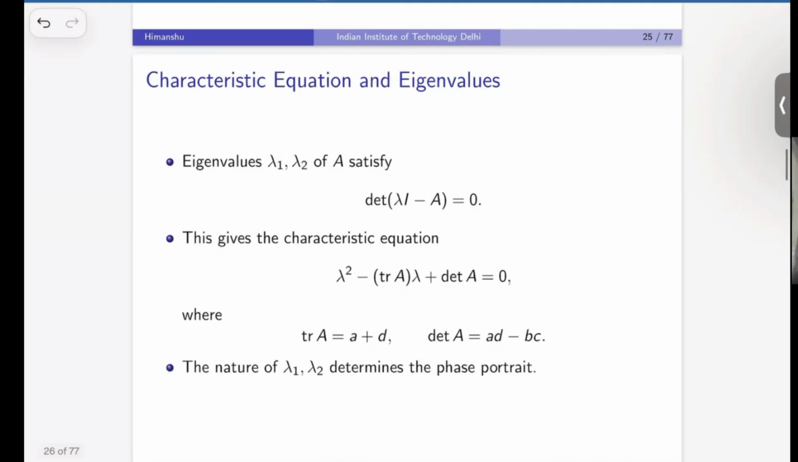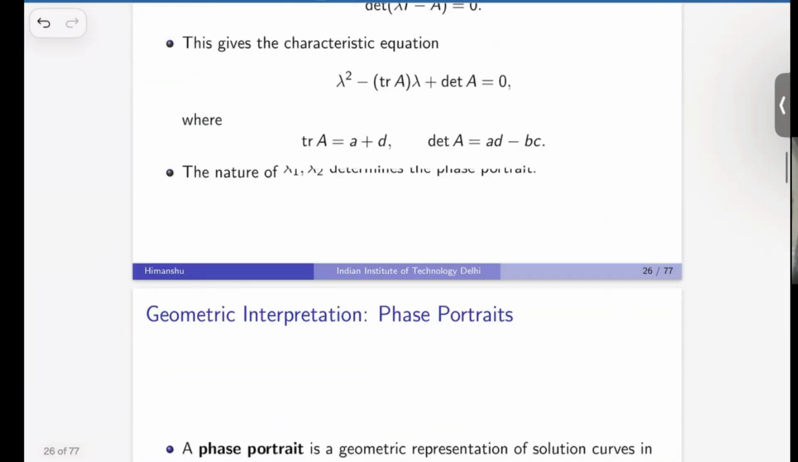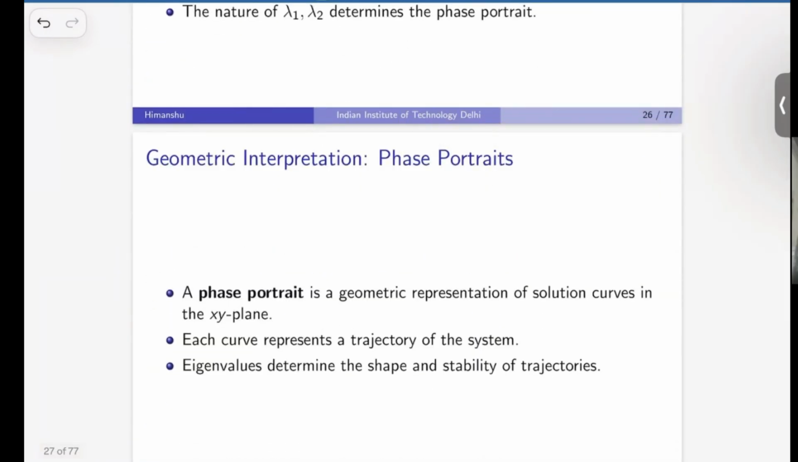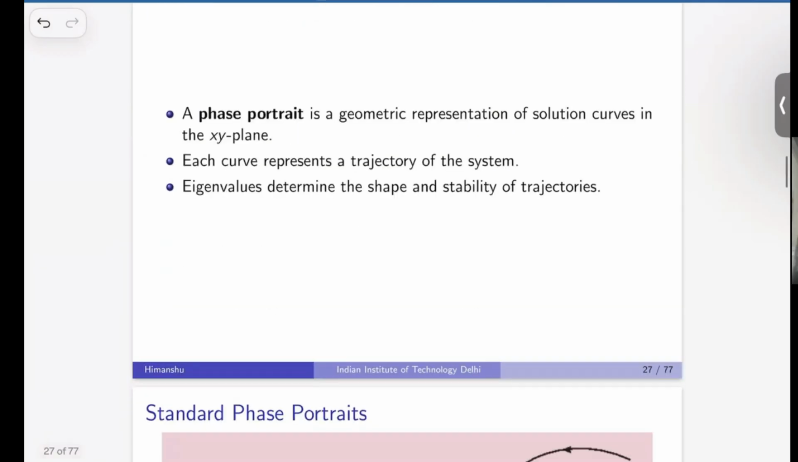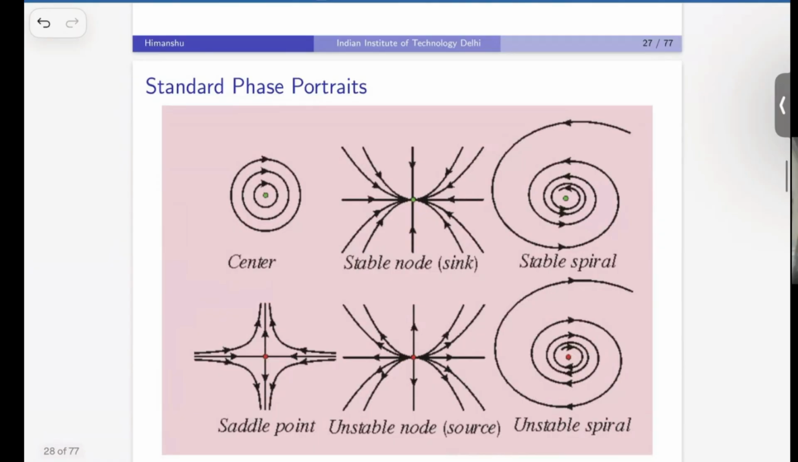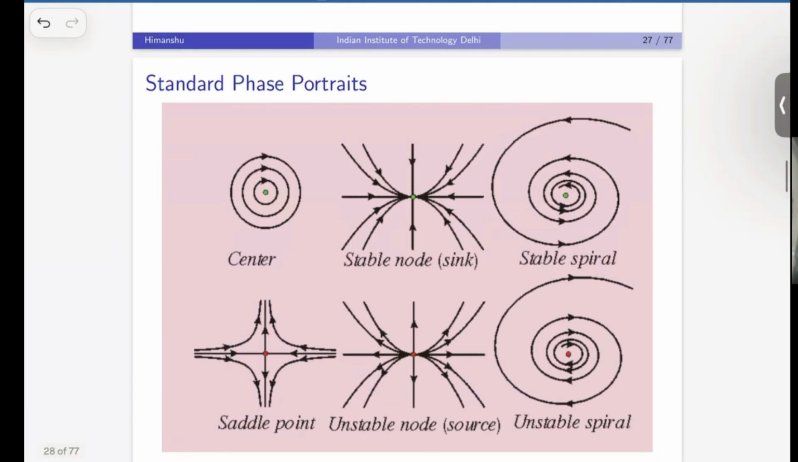Here I have just given a relation on lambda 1 and lambda 2. Now, what are phase portrait diagrams? A phase portrait diagram is a geometric representation of solution curves in the xy plane. So here I have given the behavior. I will tell you what conditions we have on the eigenvalues for our phase portrait to behave in this form. Before that, what kind of phase portrait diagrams do we have?